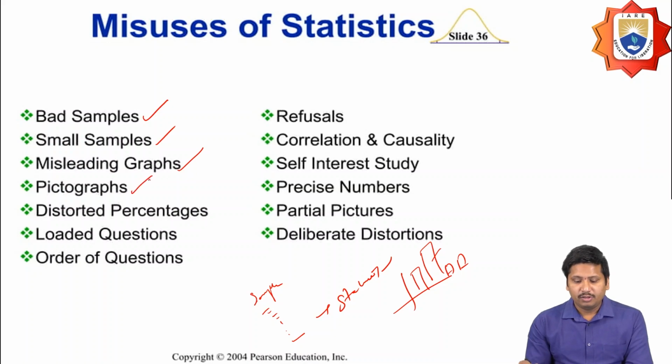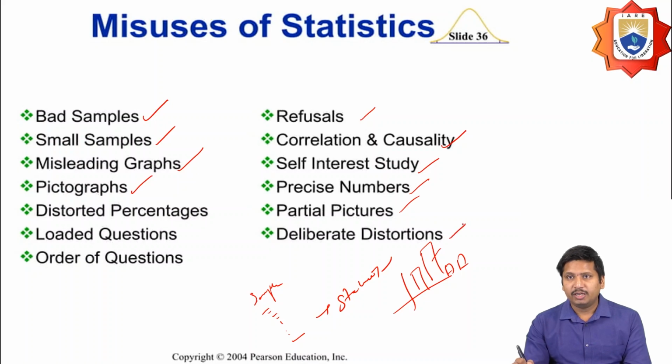And pictographs, which may also be different due to this, and distorted percentages, and then loaded questions and order of the questions. These are some of the misuses of statistics, which make it less effective for visualization of any kind of application. And then refusals is also one of the issues of statistics. And correlation and causality, self-interested studies, precise numbers, partial pictures, and deliberate distortions.